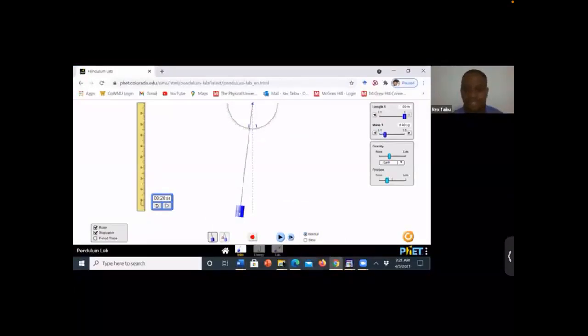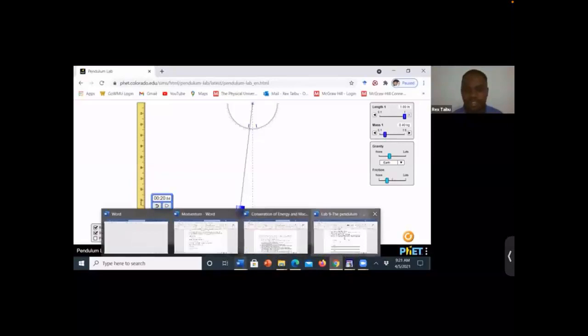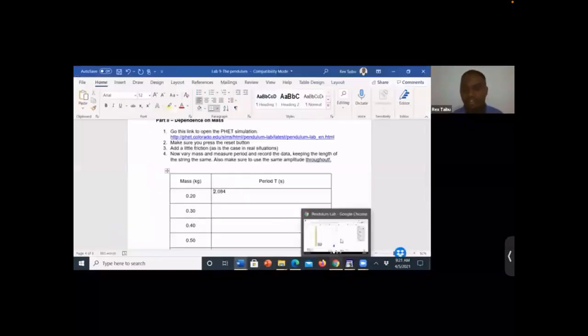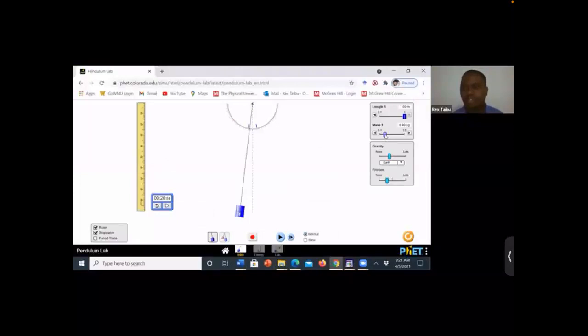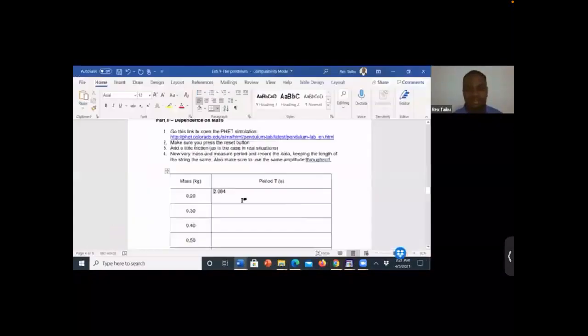You can now change the mass to a different one. I think we're changing it to 0.30. So change the mass to 0.30 and do the experiment again. Reset your timer and do the experiment again. Start from 10 degrees. Make sure the amplitude is the same and the length is the same. You only change the mass. Then complete your data table, going all the way until you finish.